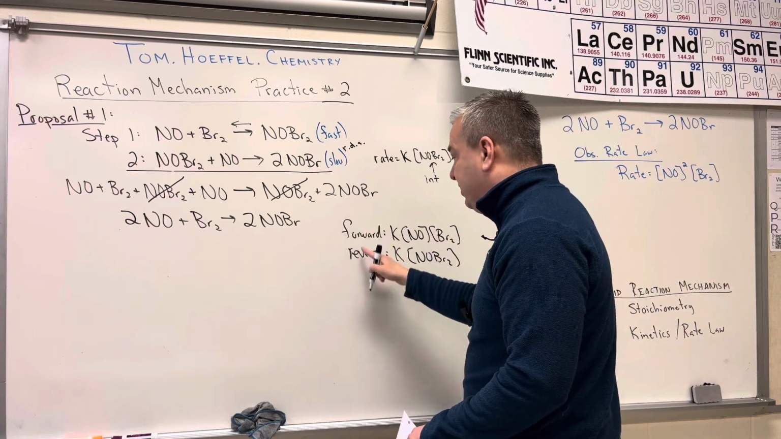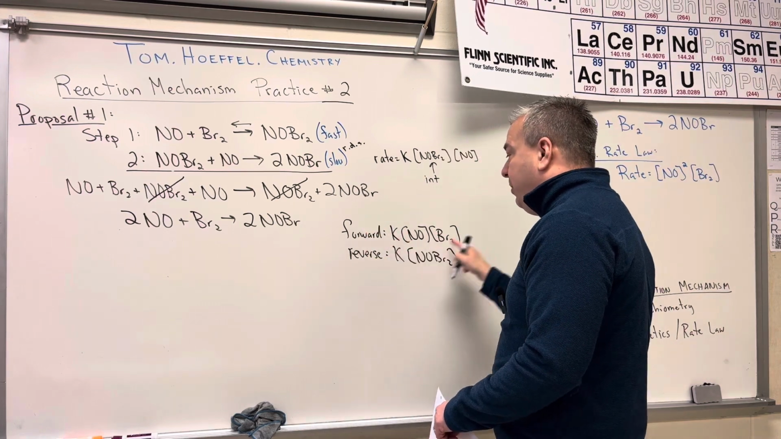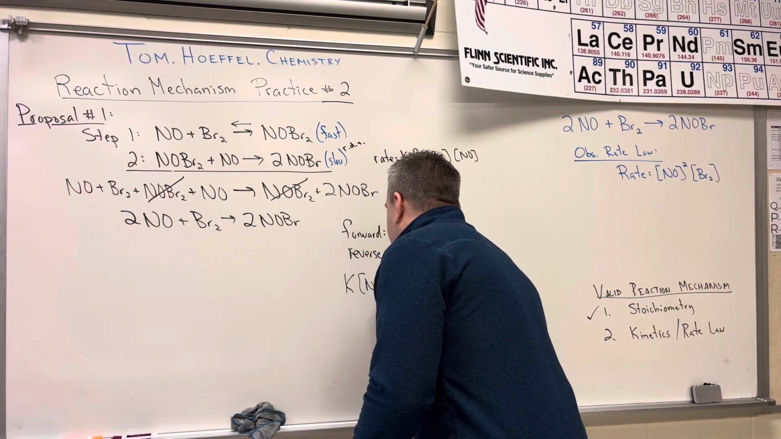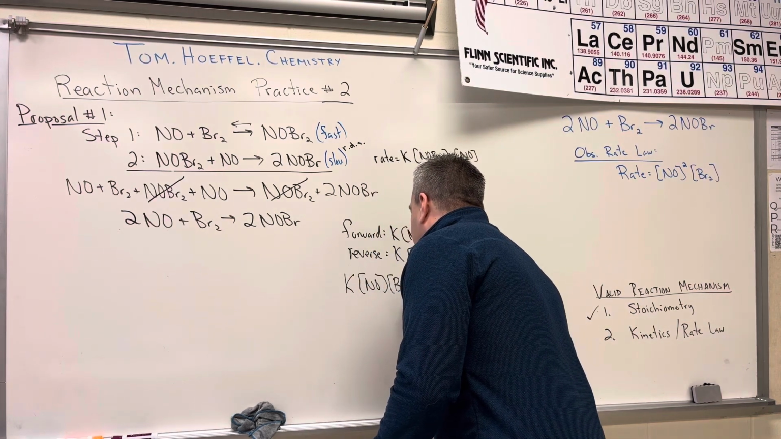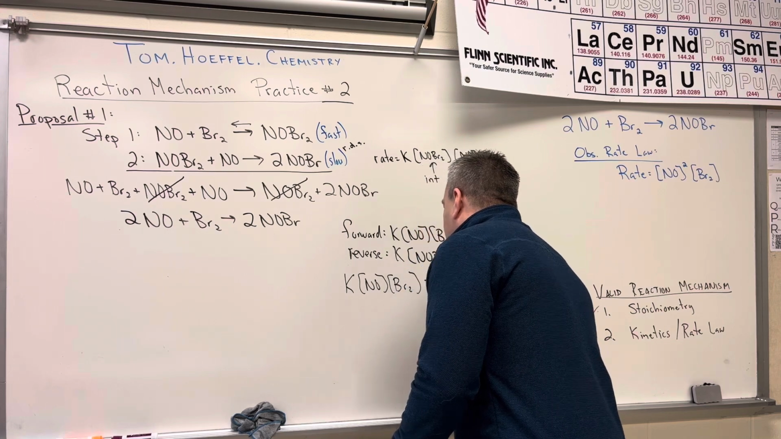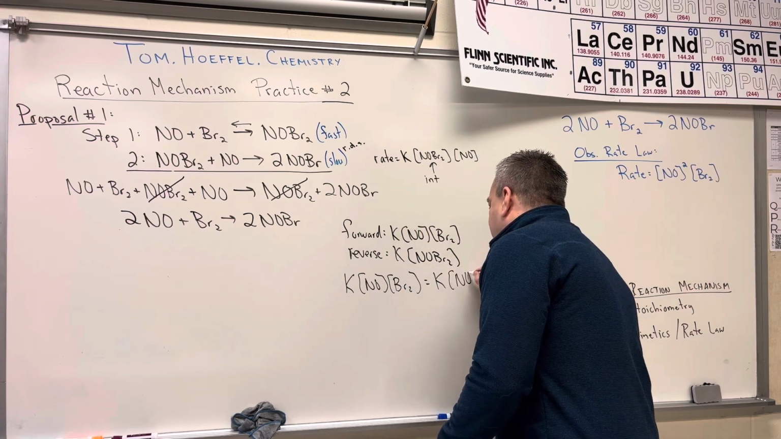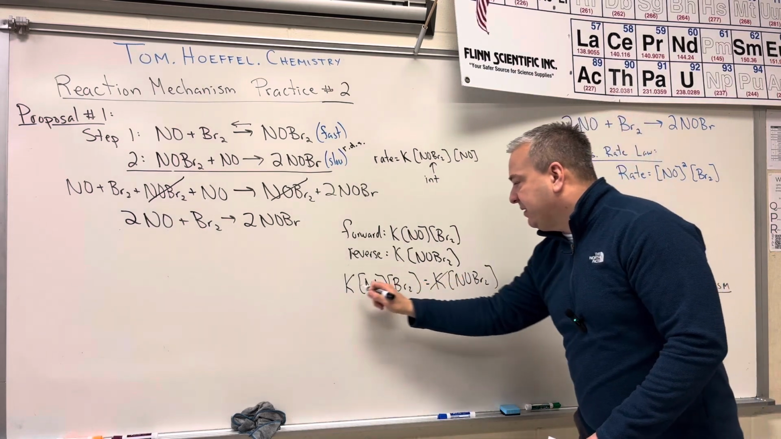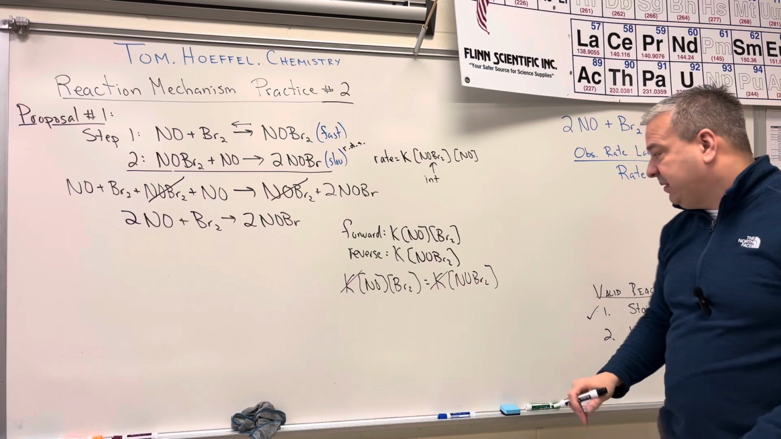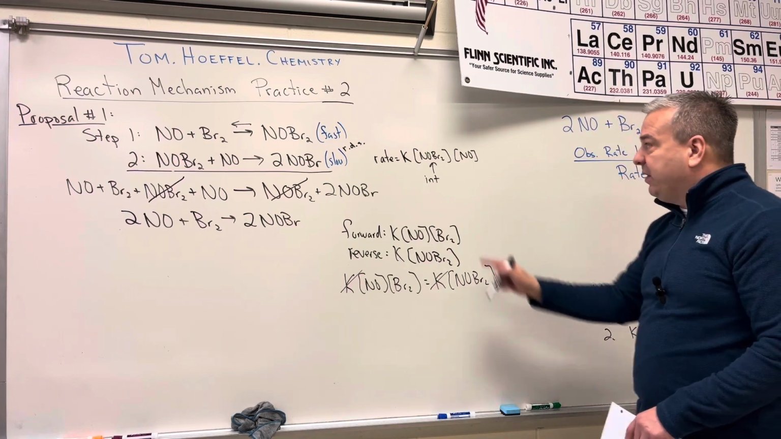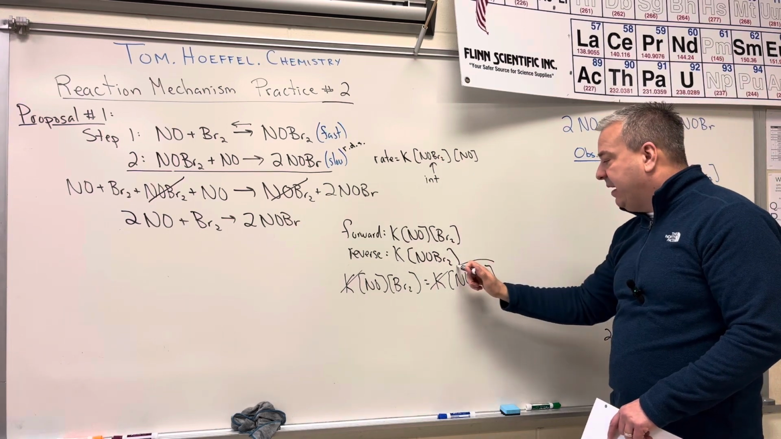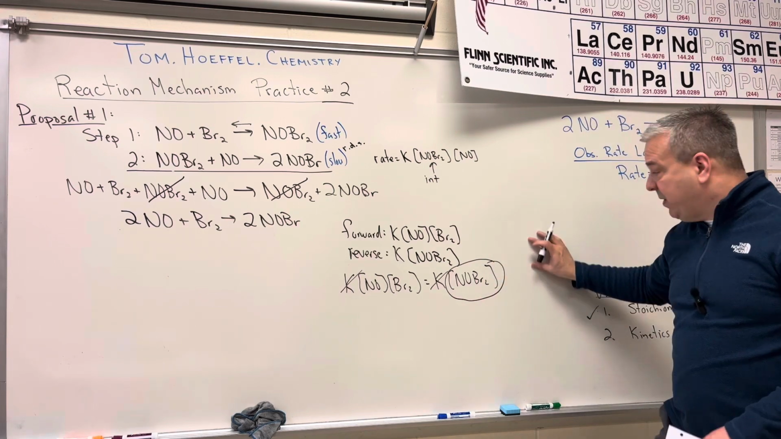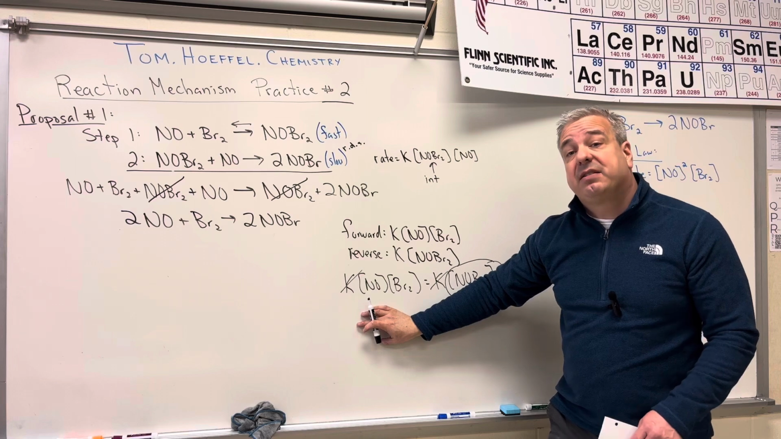So if this is just as fast as this, then this term is going to be equal to this term. So K times NO times Br2 is going to be equal to K times NOBr2. The K's are going to cancel out for simplicity reasons. And what we're going to do is solve for the intermediate. Well, the intermediate's right here, and there's nothing that's connected to it. So we don't have to do any division in this problem.